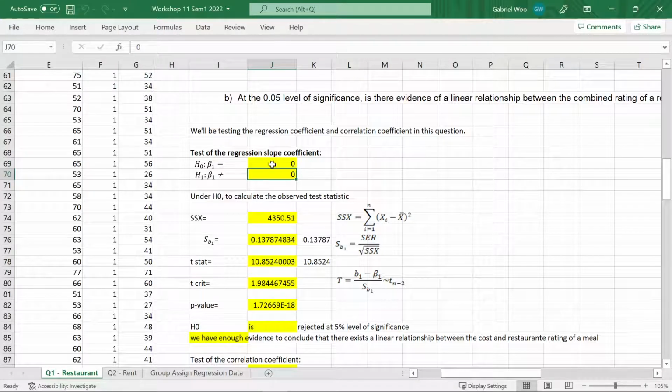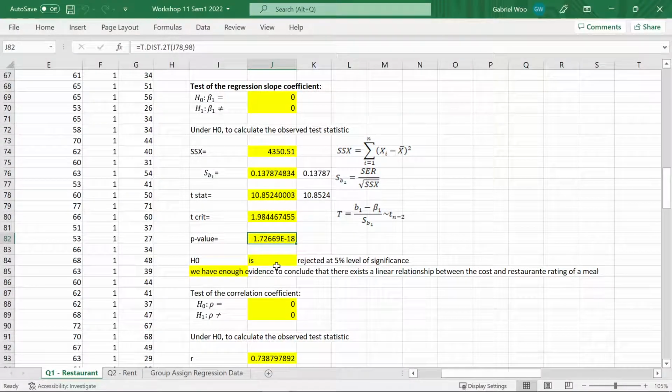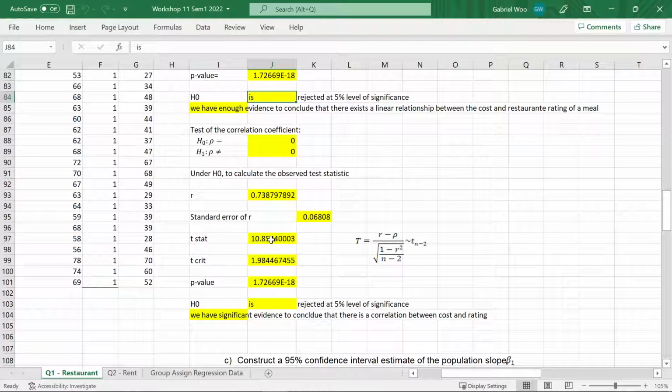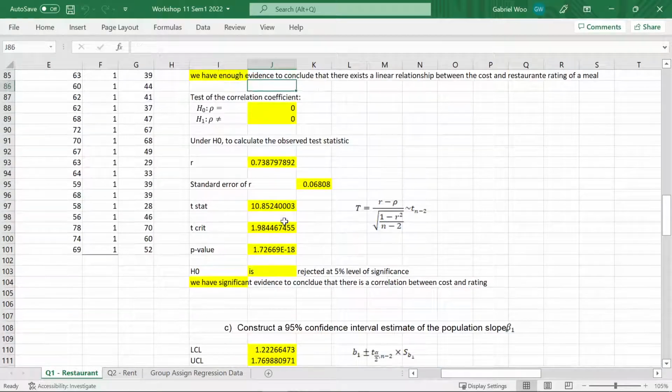So the null and alternative hypotheses, once again, are equal to 0 and not equal to 0. If there is a linear relationship, then we reject H naught. Being equal to 0, SSX, b1, t-stat, critical value, p-value. Once again, if the p-value is small, then H naught must go, so we reject. And then we can also calculate, for testing correlation coefficients.